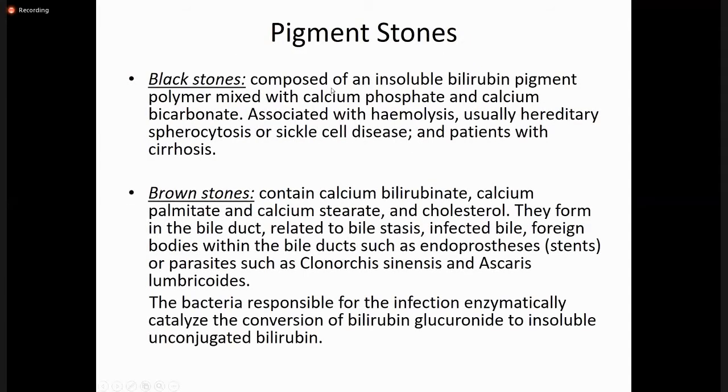What are the characteristics? Now, the black stones are composed of insoluble bilirubin pigment, which is a polymer mixed with calcium phosphate and calcium bilirubinate. Now, this is the difference between the brown and the black stones. The black stones will be containing calcium phosphate and calcium bilirubinate associated with hemolysis.